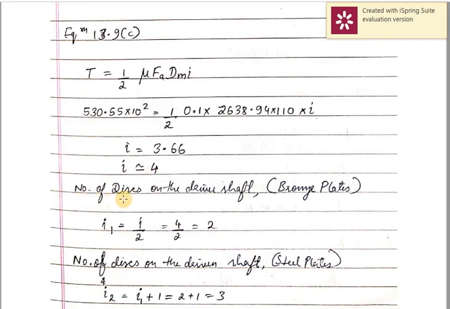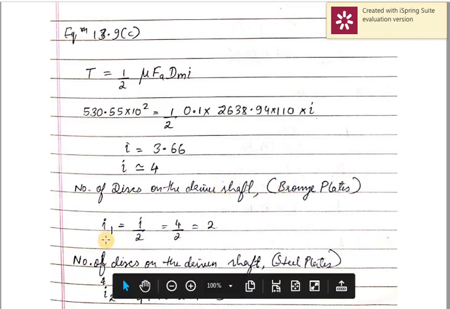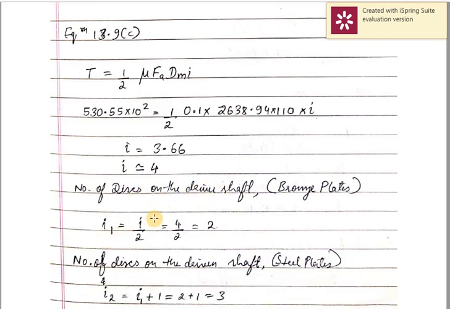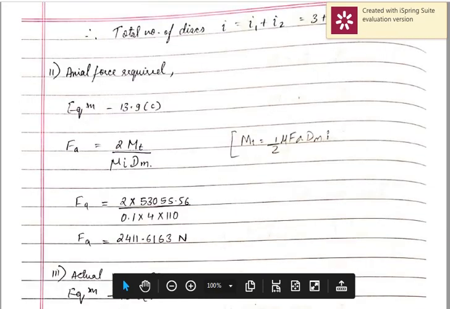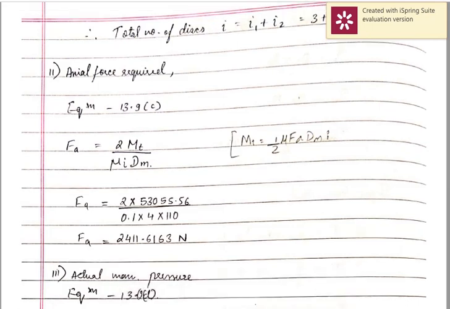Next, number of discs on the driver shaft, that is bronze plates. On the driver shaft it is a bronze plate, so you need to remember this. The number of discs on the driver shaft is given by I1, which is equal to I divided by 2. So 4 divided by 2, because the I value we have is 4. So number of discs on the driver shaft I1 is equal to 2. Next we have number of driven shaft.